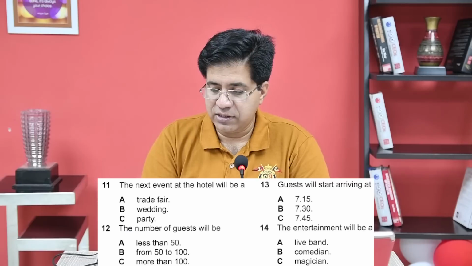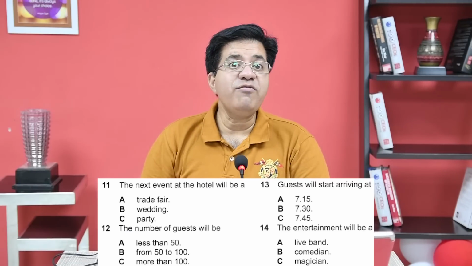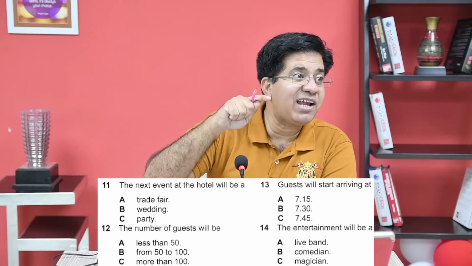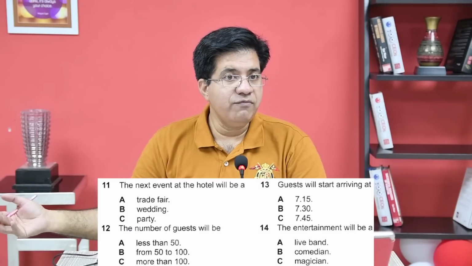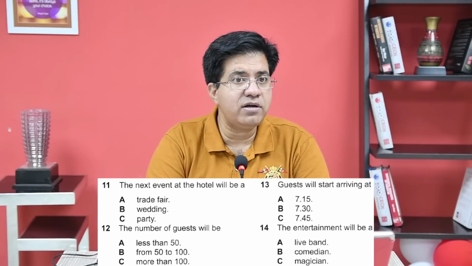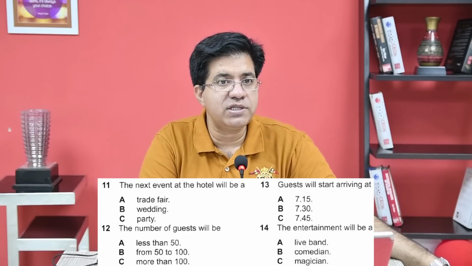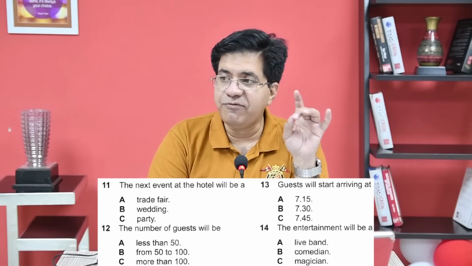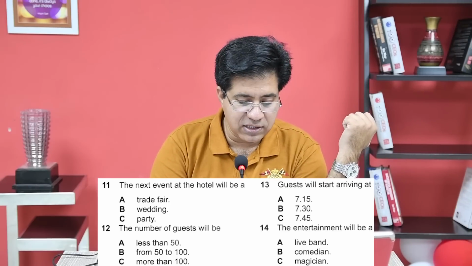Now listen to this. "Sure of numbers, but of course we won't go over the maximum of 100." We won't. W-O-N apostrophe T. That means will not. We won't go over 100, more than 100 is not possible. So A and C are the wrong options. And again, I tell you, sometimes the right option can be confusing. If you eliminate wrong options, you are left with the right answer. So the correct answer is B.